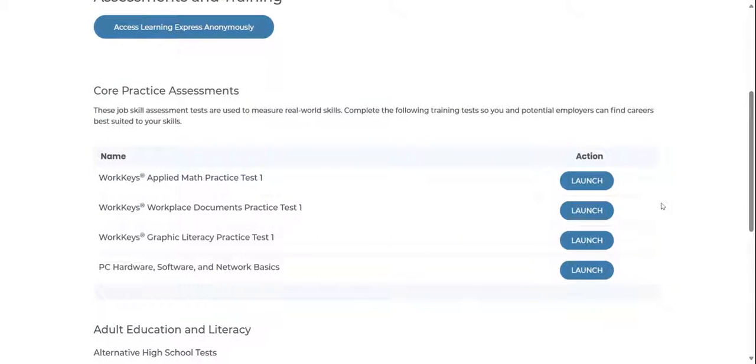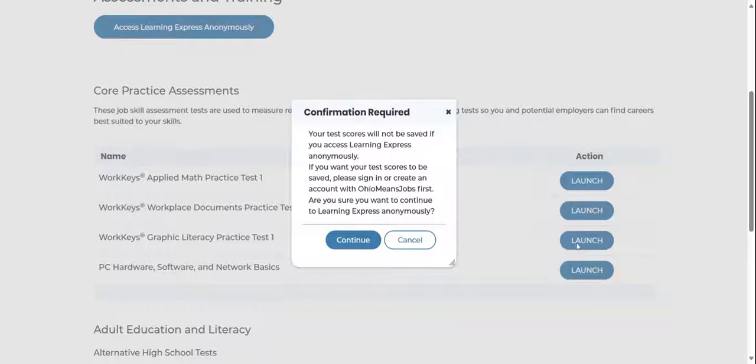Now, what I want to do right now is to click on the WorkKeys Graphic Literacy Practice Test 1. And when I do that, it asks me if I want confirmation of test scores. You can just hit continue, Right Writers, and it will record your score automatically.